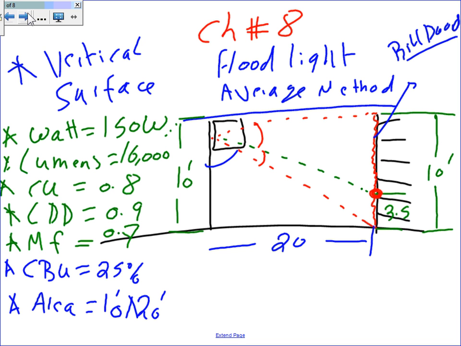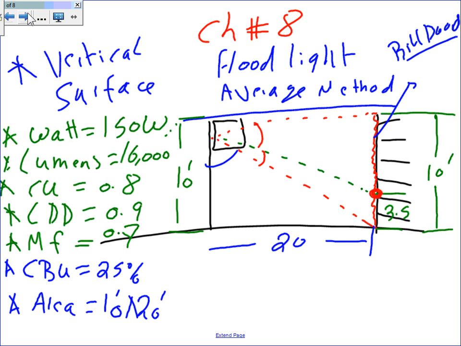With a floodlight. Like a billboard. How do you do a billboard with a floodlight? You have two methods. You have the average method and the point-to-point method. The point-to-point method, guys, is very similar to what we have done before. We're going to use the sine instead of the cosine.